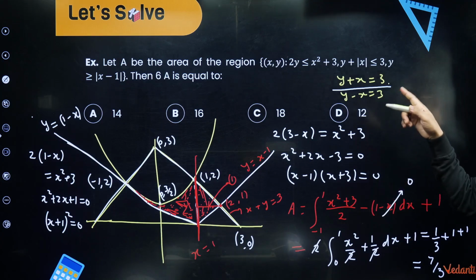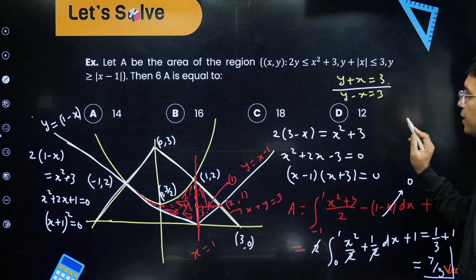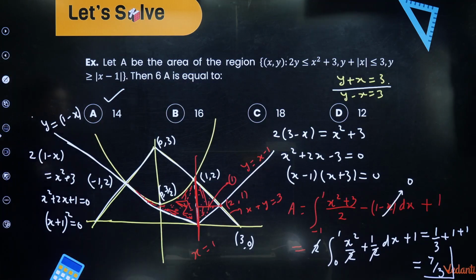Okay, they are asking 6a. This is actually a. They are asking 6a. So if you multiply this by 6, I think we get 14. Yeah, there is one option A as 14. So this is how we can do this question.